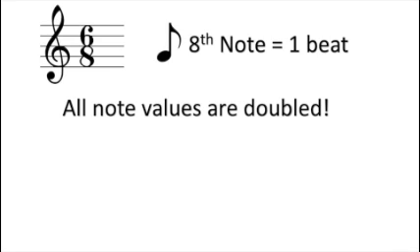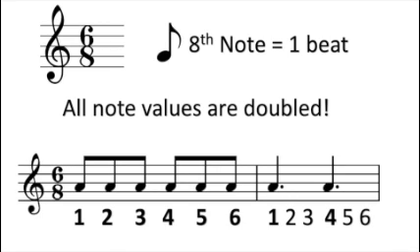So your dotted quarter note is going to equal 3 beats. Your dotted half note, which usually gets 3, is going to be doubled to 6, and so on. So everything is doubled. Here we have our example of 6/8 time. Here they've taken your eighth notes and grouped them in 3s. Why would they do that, Mrs. Holbrook? So we can read it better. It makes it easier to read, otherwise it might get a little confusing.